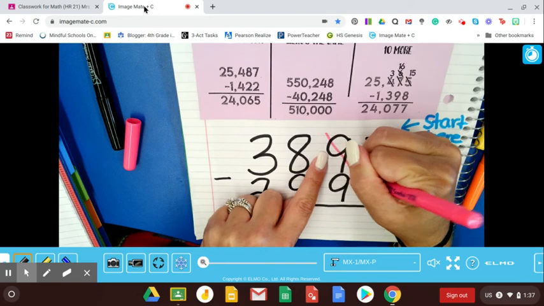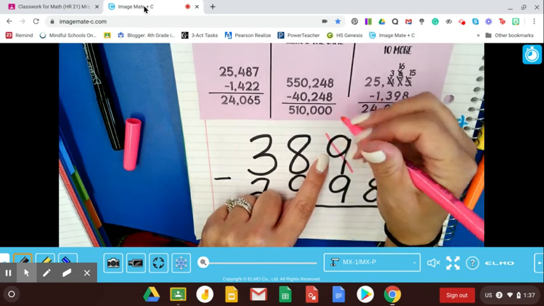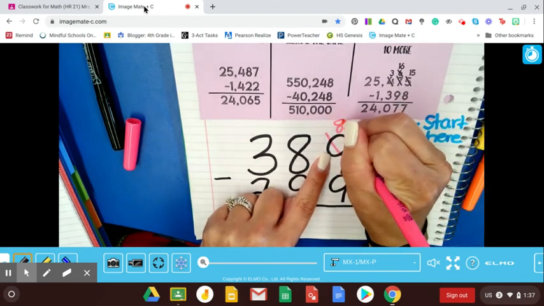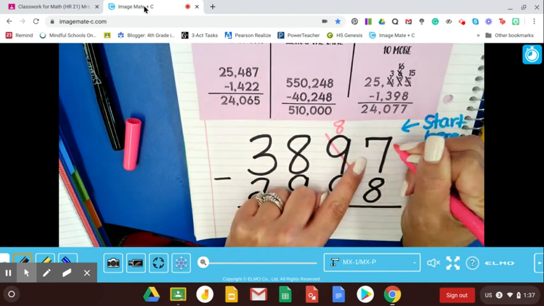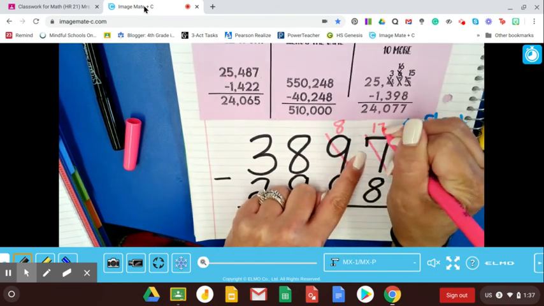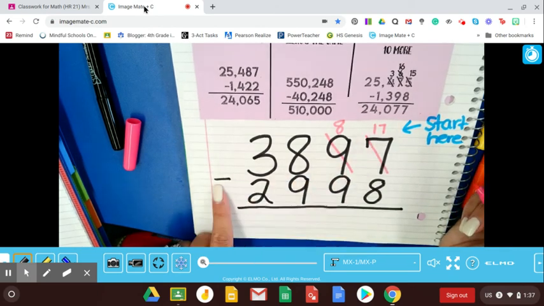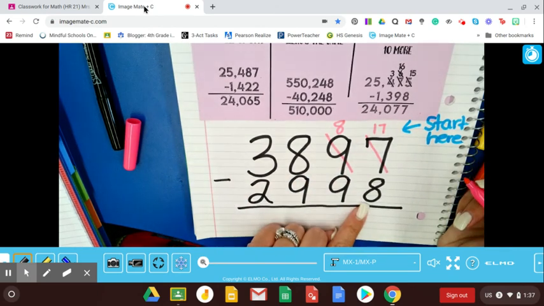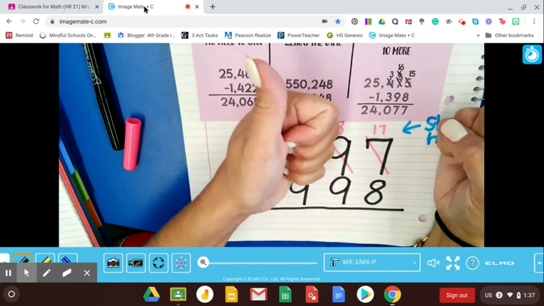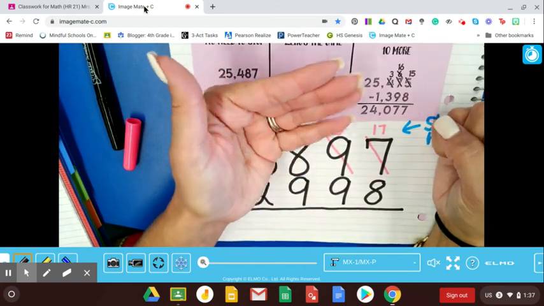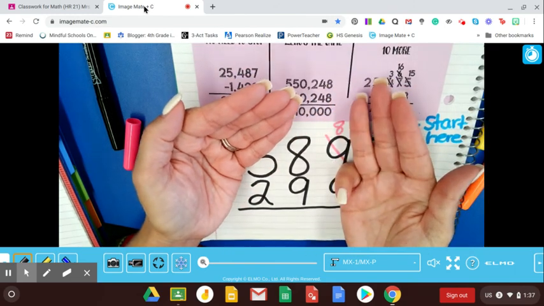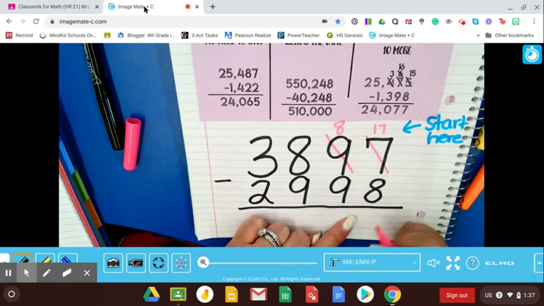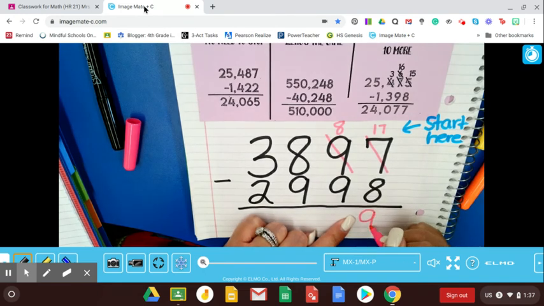So he says, sure, you can have one of my people. And it leaves him with 8 people in his house. And the one person walks over and stands next to the 7, making it 17. Now we have 17 minus 8. Can we do it now? Yes, we can. 8, 9, 10, 11, 12, 13, 14, 15, 16, 17. So that's a 9. So I'm going to write 9 down below.